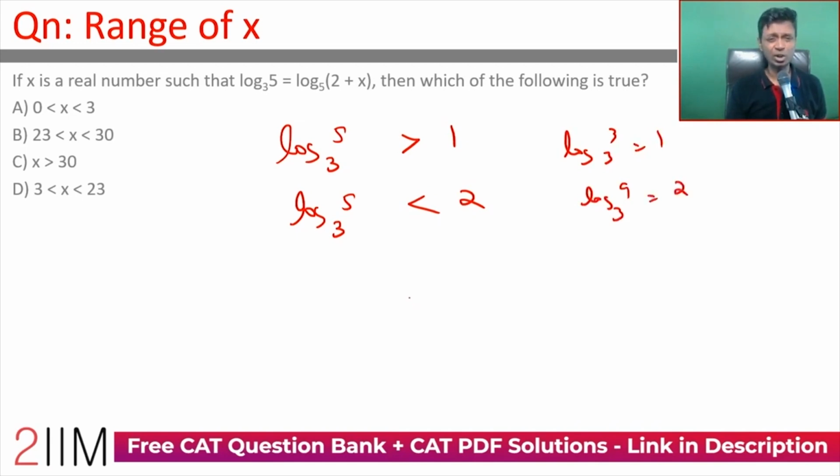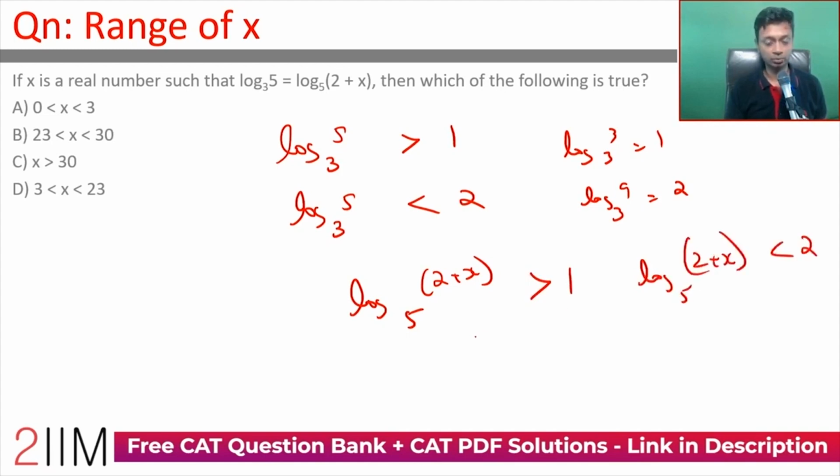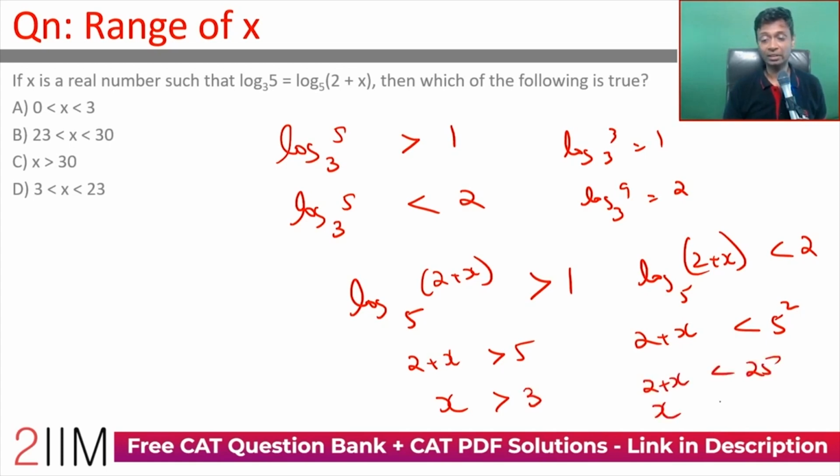We want to find a range of x. So log of 2 plus x to the base 5 is greater than 1. Log of 2 plus x to the base 5 is less than 2. Or 2 plus x is greater than 5, 2 plus x is less than 5 square. Or x is greater than 3, 2 plus x is less than 25, or x is less than 23. 3 less than x less than 23.